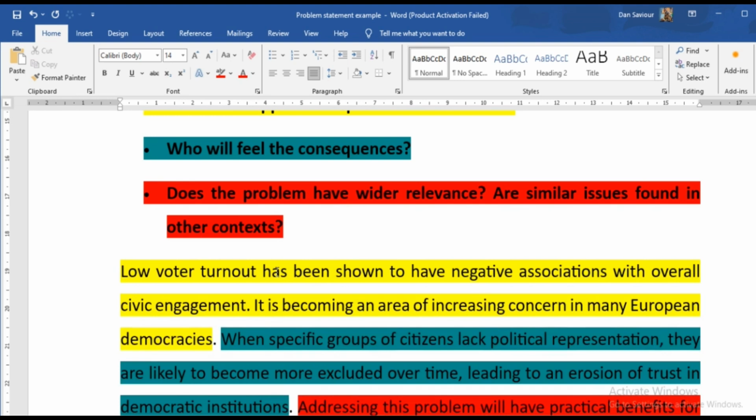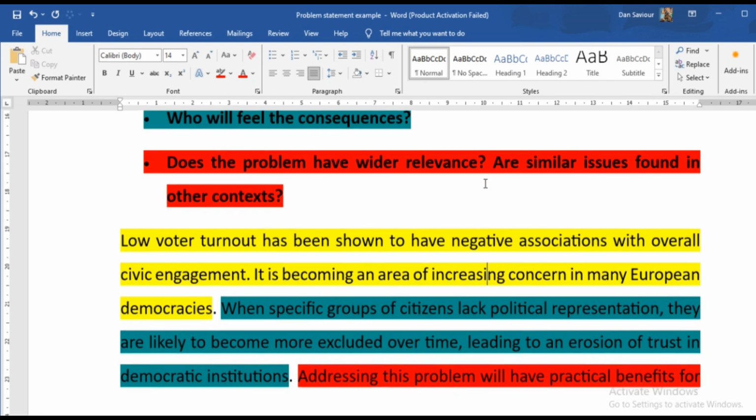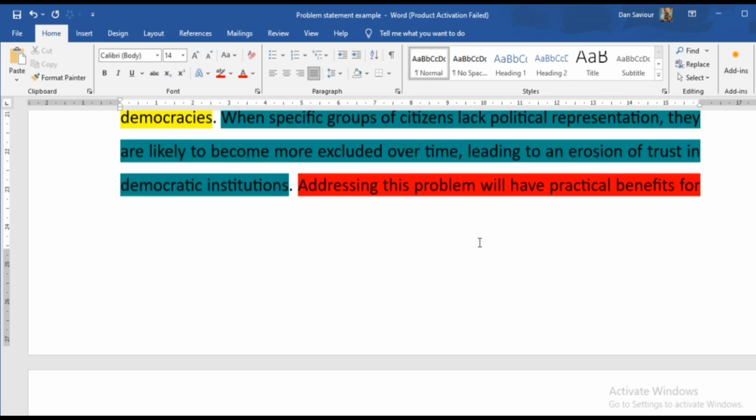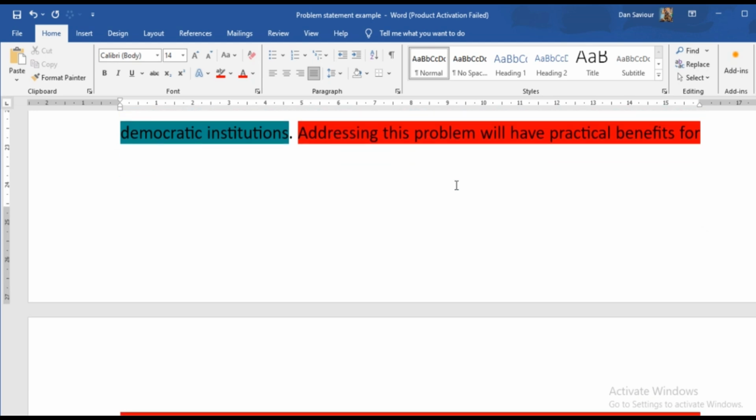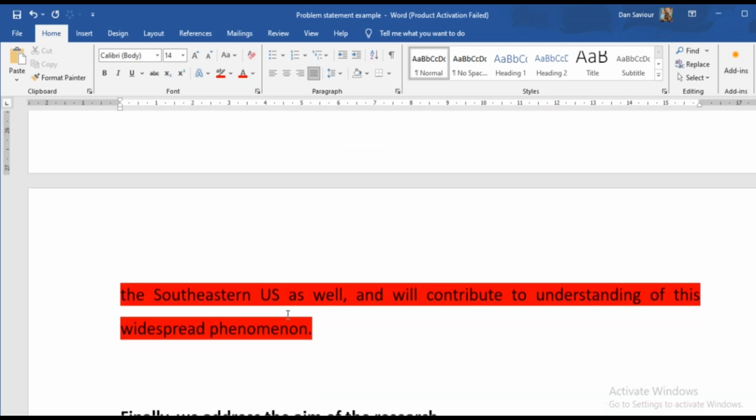Now, the next question we're going to be answering is, does the problem have a wider relevance? Are similar issues found in other contexts? Now, look at how the statement was addressed. Said, addressing this problem, we have practical benefits for the southeastern US as well, and we contribute to the understanding of this widespread phenomenon, right?